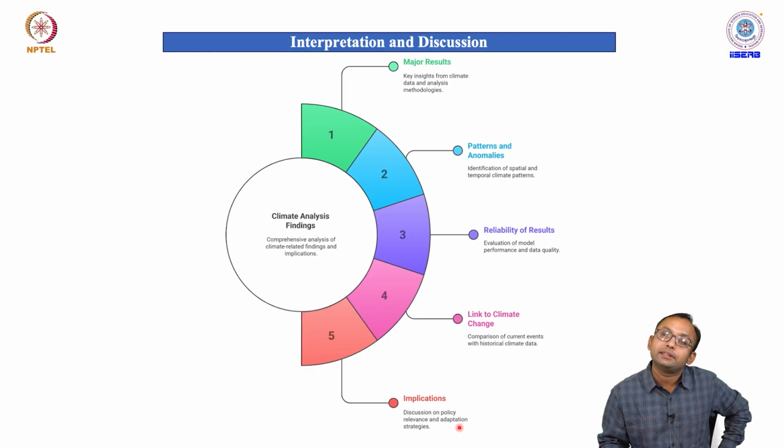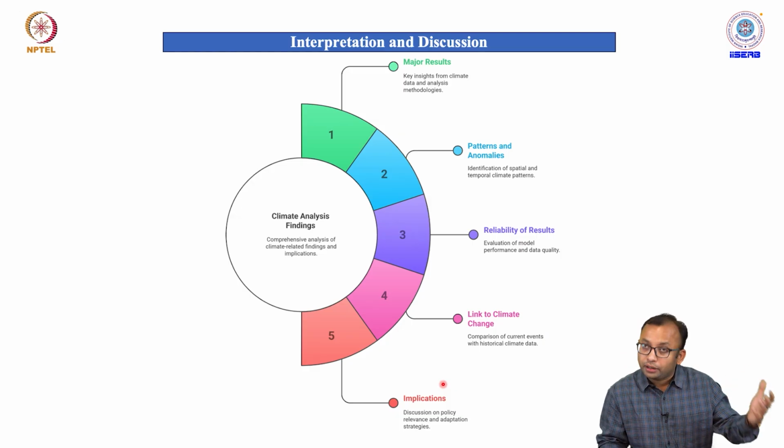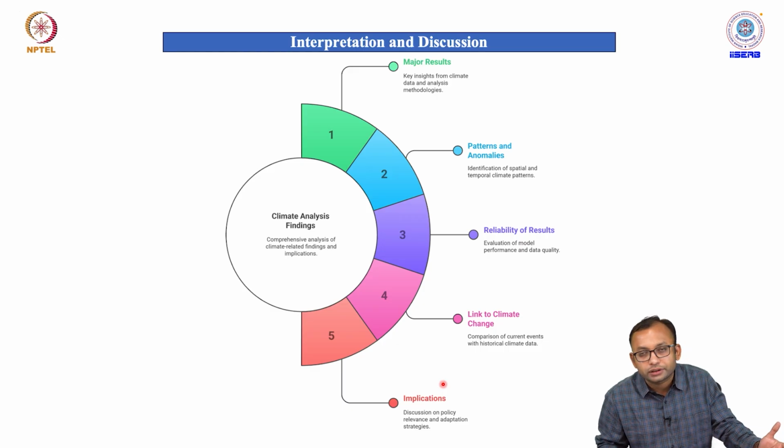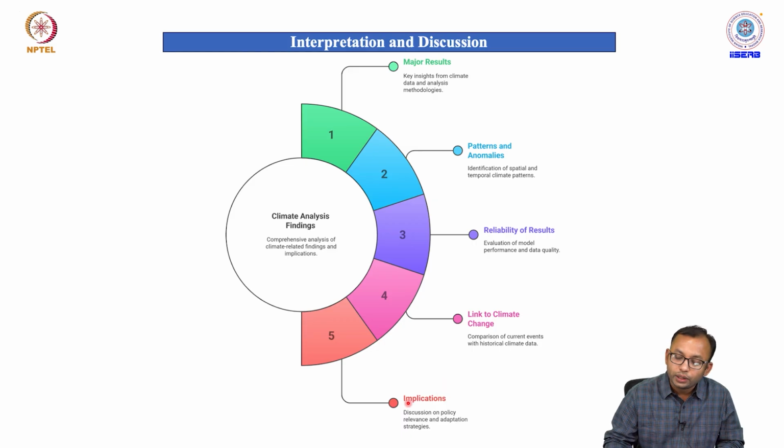Then there are the implications. Suppose you have done some sort of flooding analysis, and then you can tell about what the overall implications are on agriculture, what the overall implications are on, let us say, urban areas, what the overall implications are on riverine flooding like that, what the overall implications are of a drought even in a certain region where we are growing lots of wheat production. So, these are the kinds of things which we can discuss, and we have to discuss what kind of policy relevance and adaptation strategies we have to adopt to slightly mitigate the negative consequences of these climate extremes.